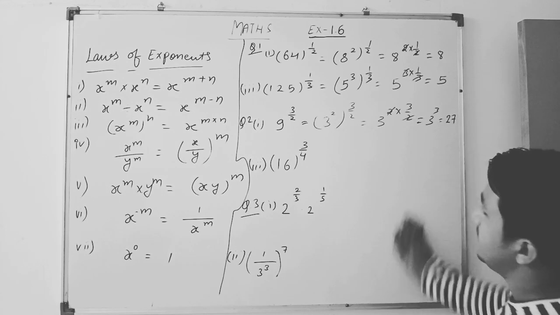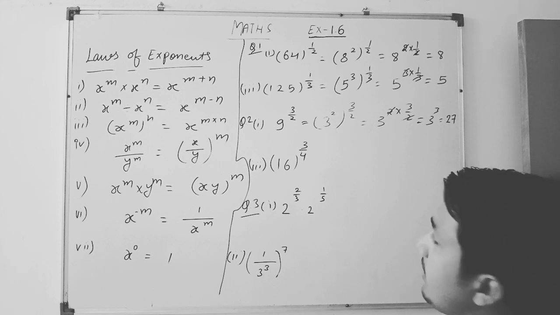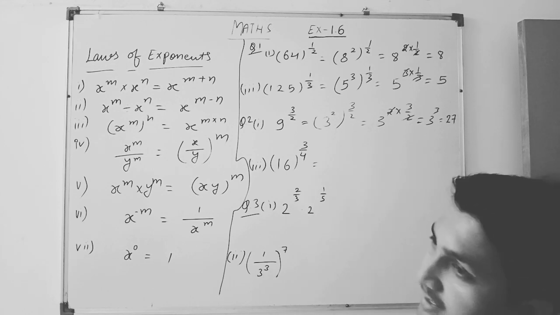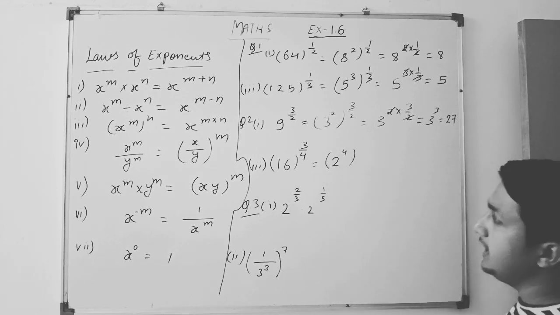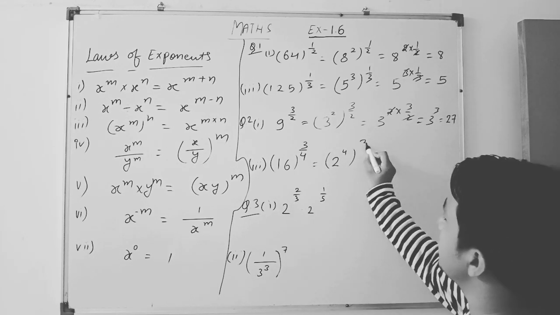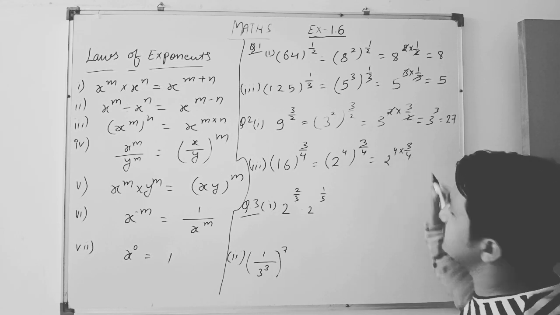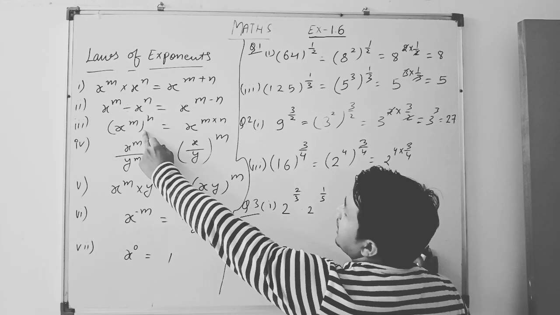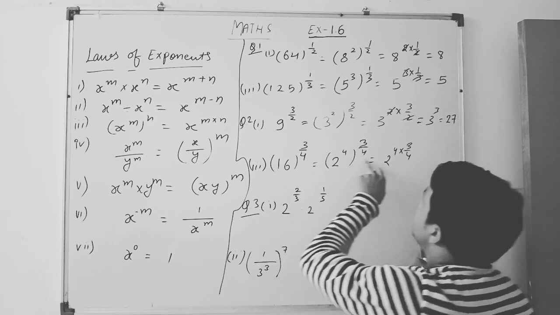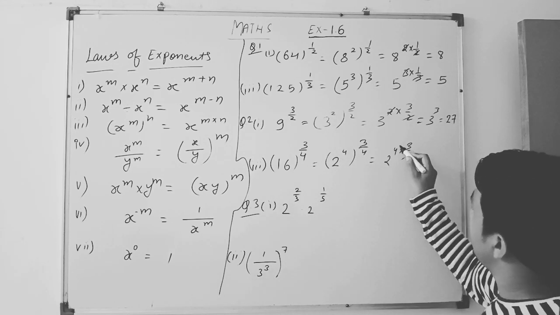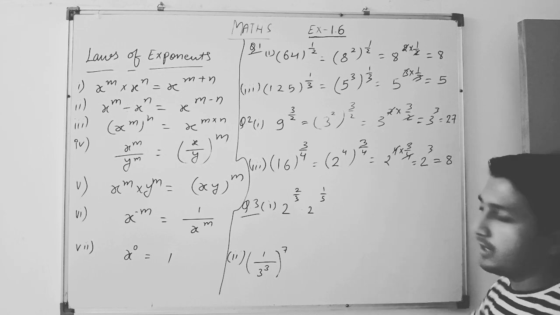Okay. So the next question is given 16 to the power 3 by 4. So 16 we can write as 2 to the power 4, and the whole power is 3 by 4. So 2 to the power 4 into 3 by 4. Same law I am using: x to the power m to the whole power n, x to the power m into n. When it is a power of a power, we multiply. So 4 into 3 by 4. This 4 and 4 will be cancelled. So 2 to the power 3, and 2 to the power 3 is equal to 8.